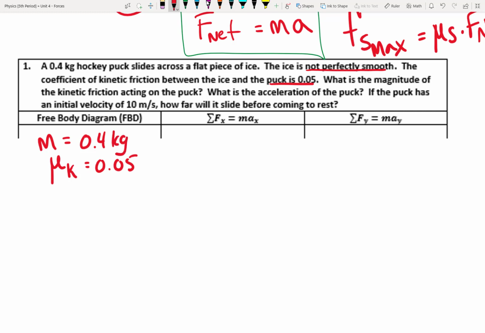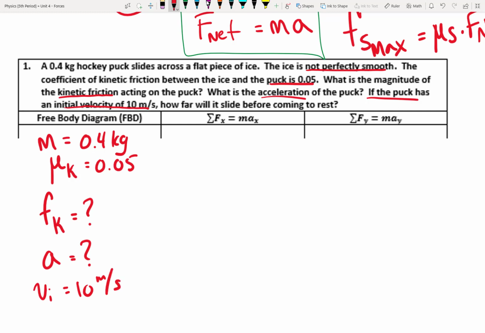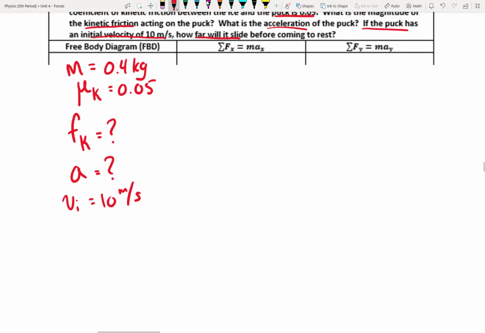What's the magnitude of the kinetic friction acting on the puck? That's saying, what is Fk? That's some amount of newtons of force. What is the acceleration of the puck? That's what is a. We want to get that in meters per second squared. And then the last part: if the puck has an initial velocity of 10 meters per second, how far will it slide before coming to rest? Well, that means the final velocity is 0, and how far it slides will be delta x.